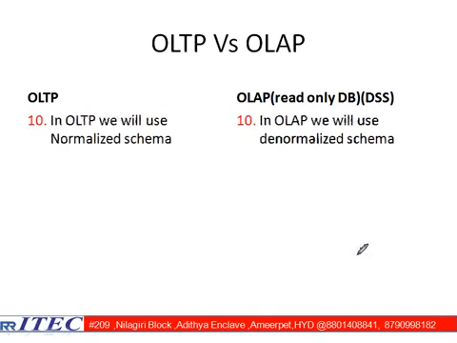Let us move on to the next point. OLTP versus OLAP. In OLTP, we'll use a normalized schema, whereas in OLAP, we'll use what? A denormalized schema. What is the meaning of that? Why normalized here, and why denormalized there? That we need to understand.